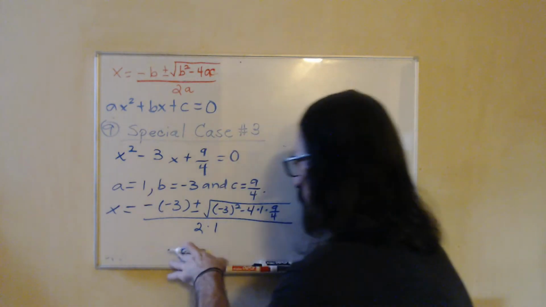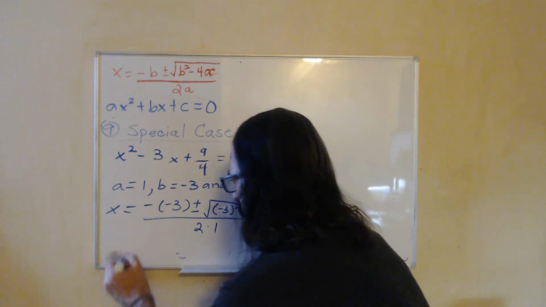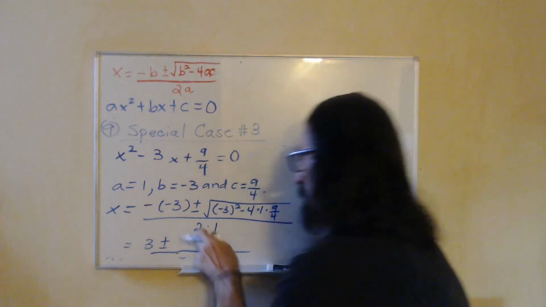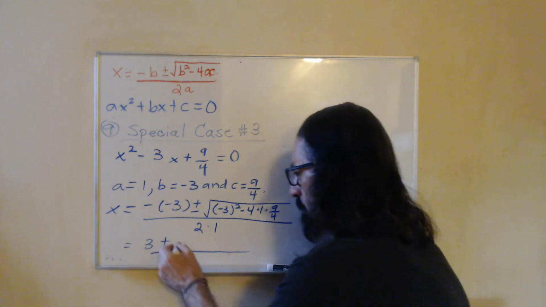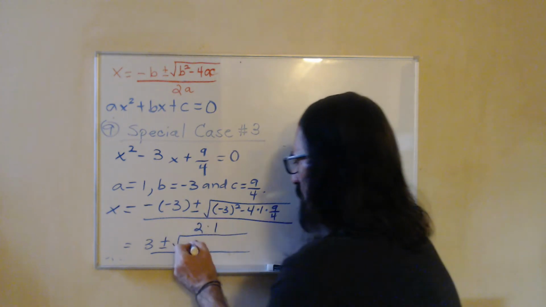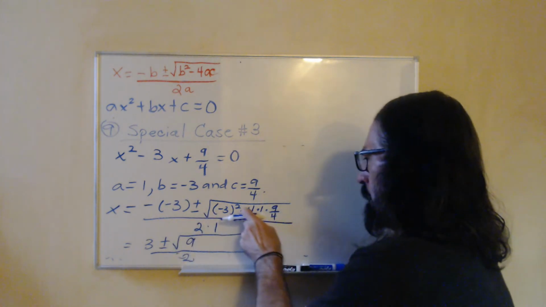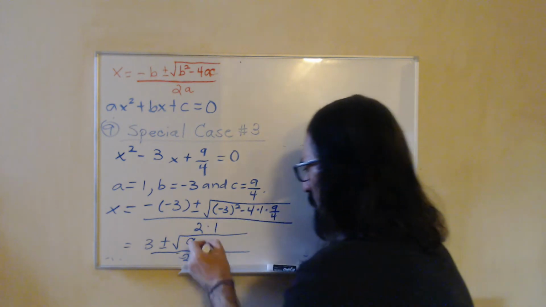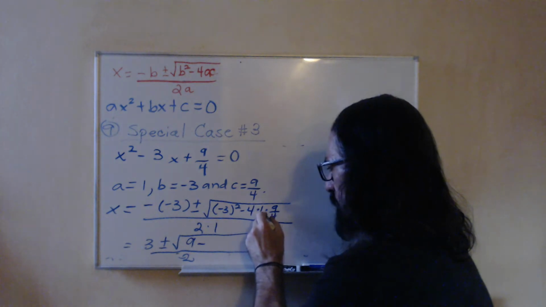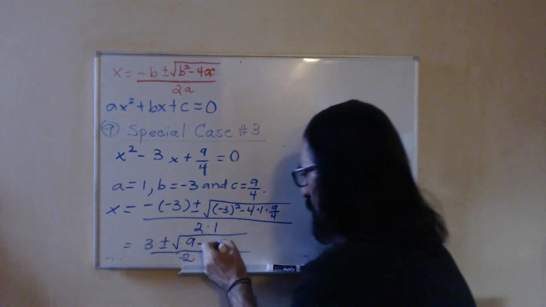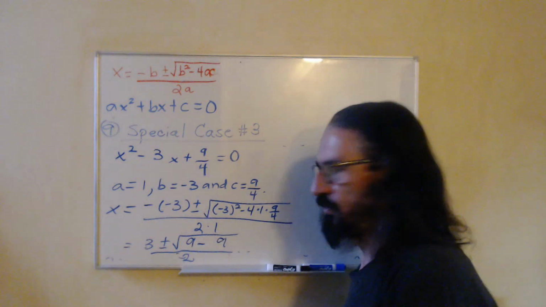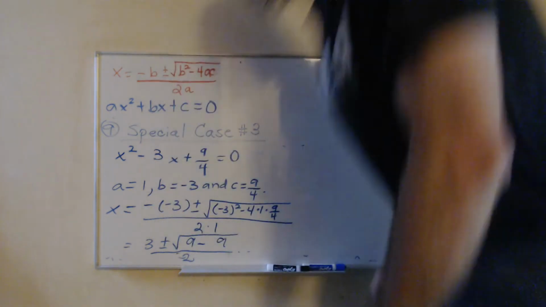The negative of -3 would give us +3, and 2 times 1 would just be 2. Underneath the square root, where our main concentration is, we'd have 9. There's only one minus or one negative here, so we're subtracting. And 4 times 1 is 4, so 4 times 9/4 is going to cancel and give us 9. This is the main reason that this is something special. 9 minus 9, of course, is 0.